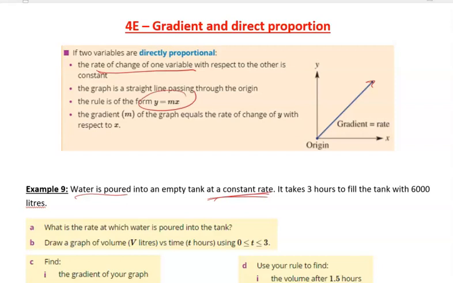We're going to use the rule y equals mx, and there is no plus c, because the plus c would be where we would cross the y-axis. But we're actually starting at the origin, or from 0, so that takes that out. The gradient, m, of the graph is equal to the rate of change, y with respect to x. I'll show you what I'm talking about.